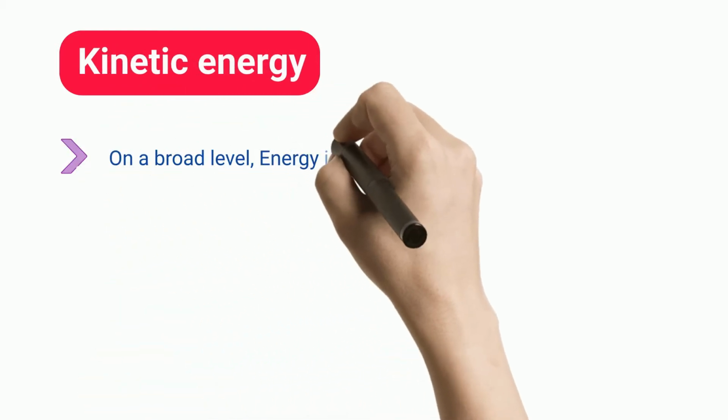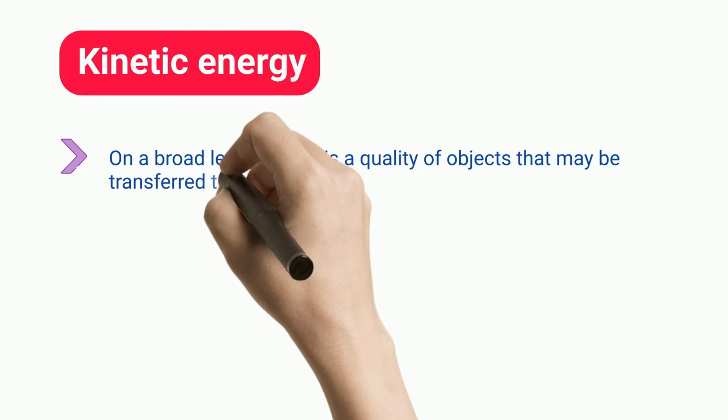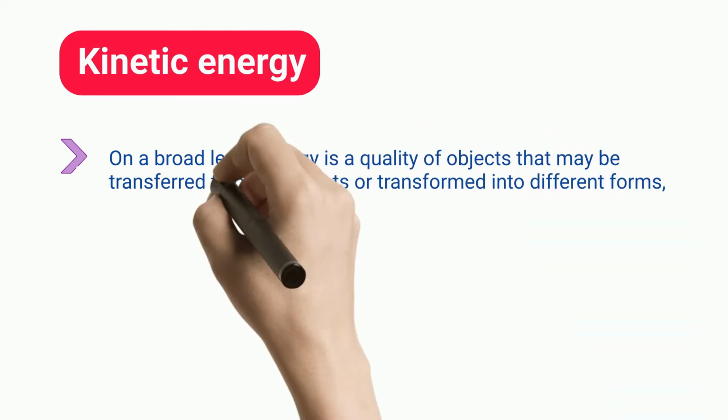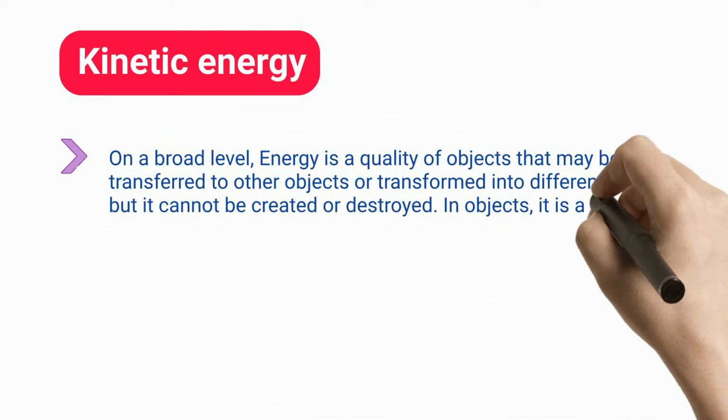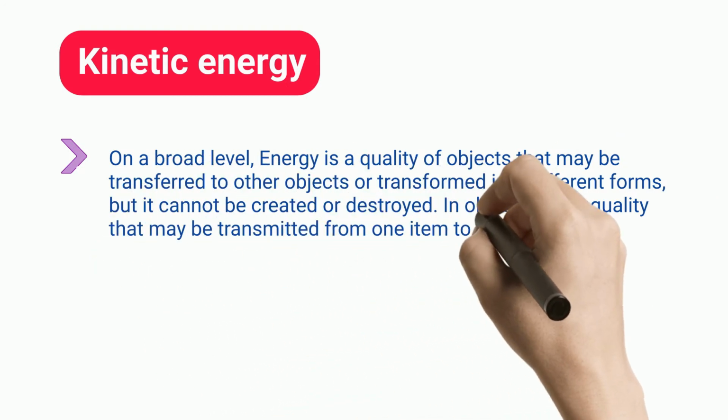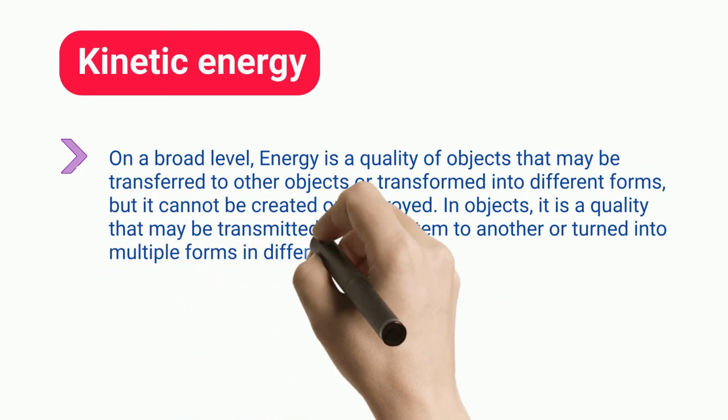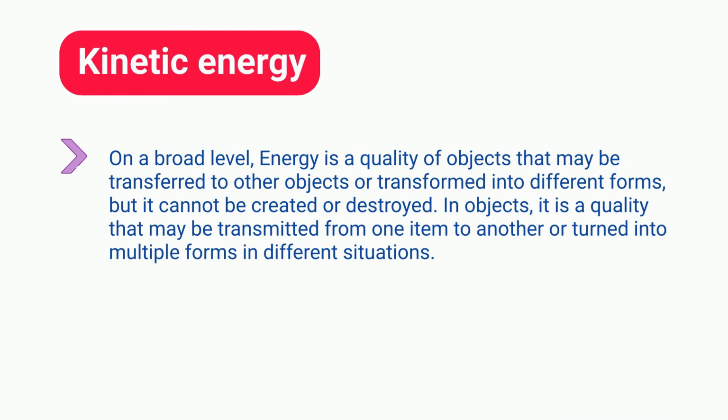Kinetic energy. On a broad level, energy is a quality of objects that may be transferred to other objects or transformed into different forms, but it cannot be created or destroyed. In objects, it is a quality that may be transmitted from one item to another or turned into multiple forms in different situations.